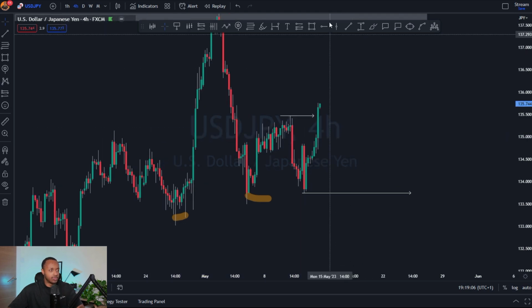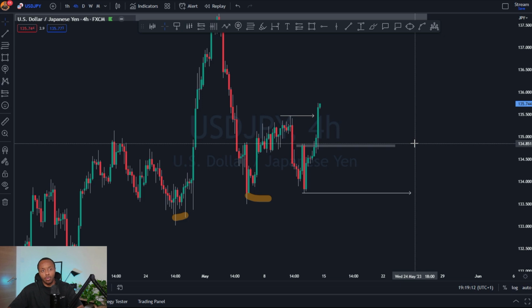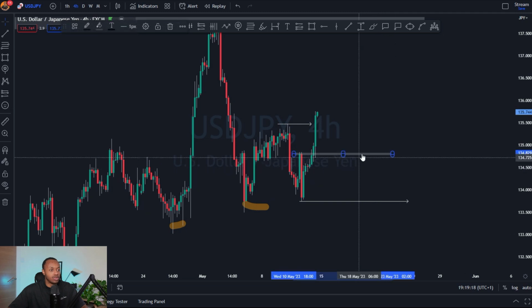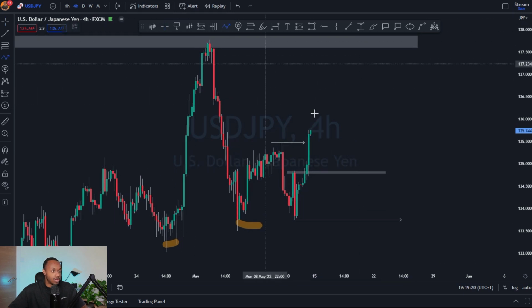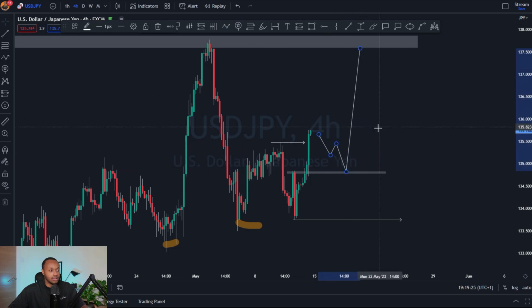So the area of interest for me is this prior high here, or resistance on the lower time frames, just underneath 135. So 134.820, 134.800. I'm looking for a retest of the structure and the continuation to the upside. So something like that: retest the next high low and get the continuation to the upside.